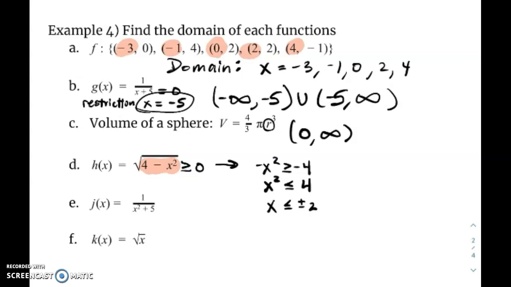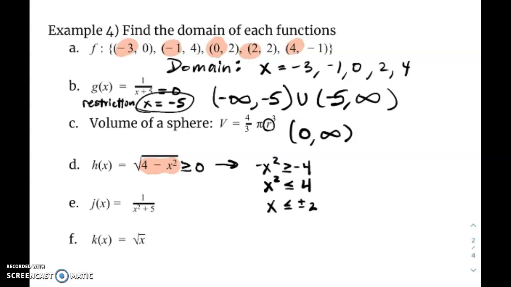Now, there's actually a little bit of a problem there. If you were to plug in something less than -2, like let's just say -3, if you plug in -3 right now into the highlighted part, you're going to have 4 minus 9, which is negative.